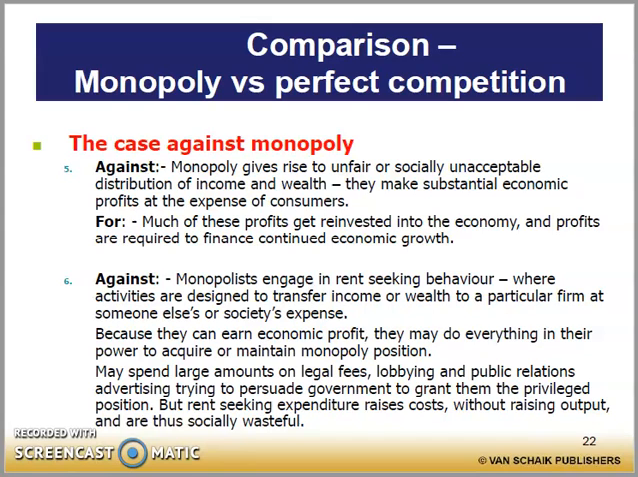They often spend large amounts on legal fees, lobbying and public relations advertising to persuade government to grant or sustain their privileged positions. Rent-seeking expenditures therefore raise costs without adding anything to firms' output and are therefore socially wasteful.